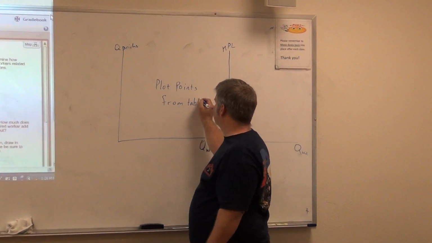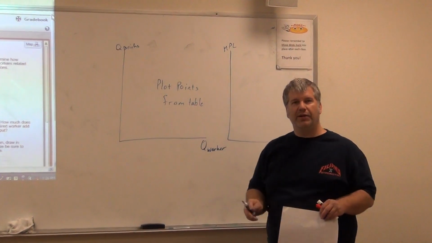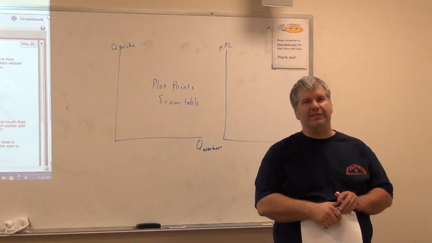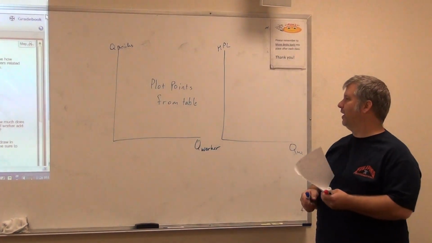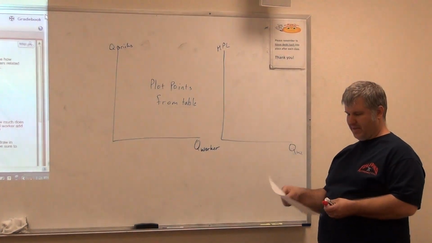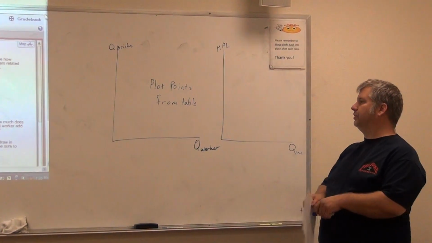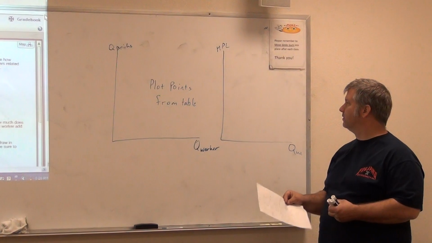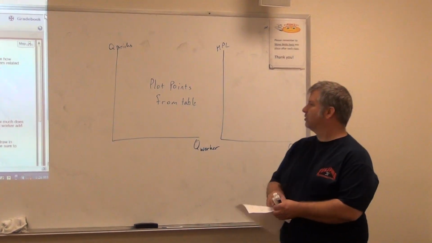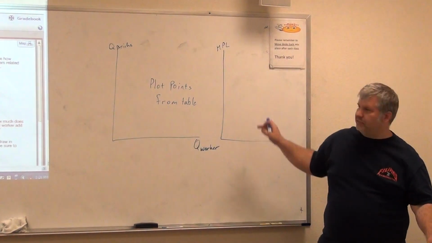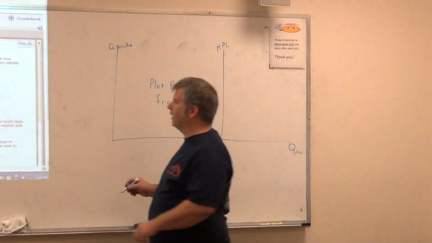And if you can't do this, time to call the tutoring center. You've had to do this in the past in the class, so I'm not going to show you how to plot points on a graph. This is a basic skill you should know, but that's all you're doing is plotting points. So the question is, what do we do here? We calculate another row for our table of marginal product of labor.